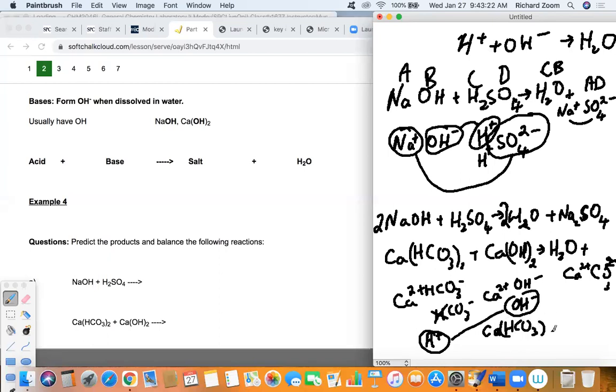CaHCO3 2 plus CaOH2 and that becomes CaCO3 plus H2O. The order of those doesn't matter. You can put the H2O first or the CaCO3. Now we need to balance that. We've got 2 calciums on the right, so we need a 2 over here, which also balances the CO3s, and it looks like we need 2 oxygens from the 2 OHs, so 2 H2O is what we'd have there, and then that would be balanced.